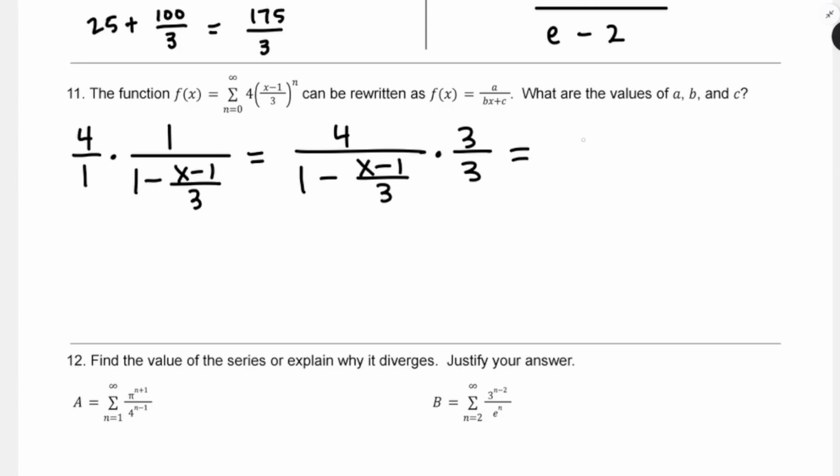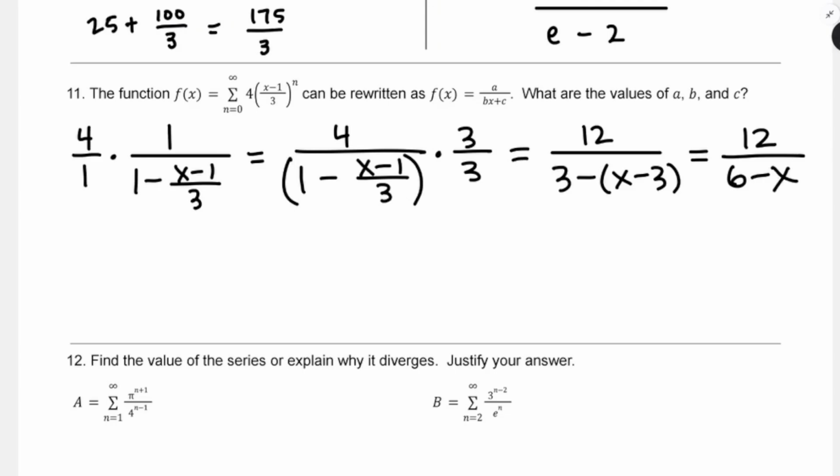And that's going to be 12 over, distribute the 3 over both terms. I'd have a 3 minus, I need to use parentheses, x minus 3. Okay, so 6 minus x. 12 divided by 6 minus x. And that means that a is 12, b is negative 1, and c is equal to 6. Okay.